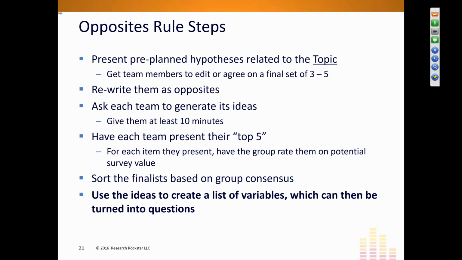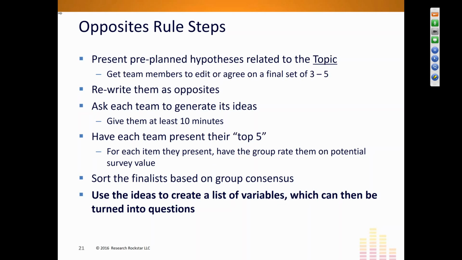And then basically what we're going to do is, as they present, we're going to have the whole group rate them on potential survey value. So each team presents, and as they present their top 5, the group votes on their potential survey value. I often will use a 5-point scale, just a little bit of a creature of habit myself, but obviously you can use different prioritization values.